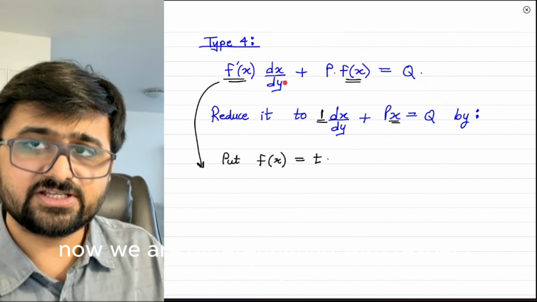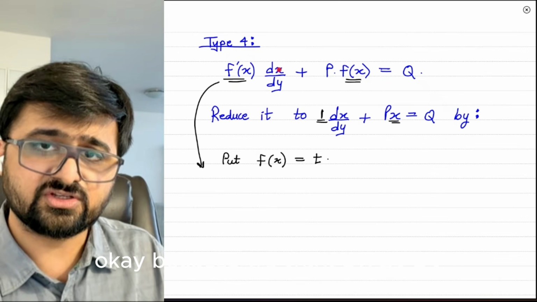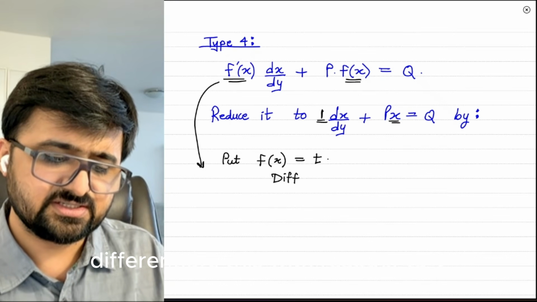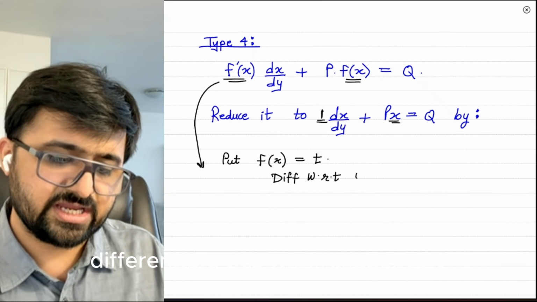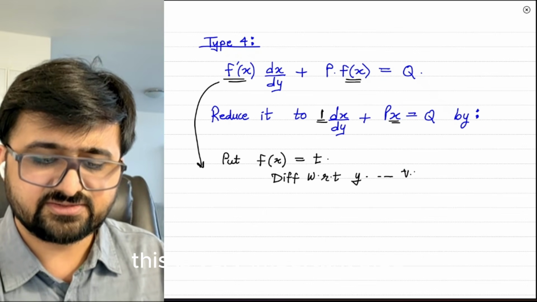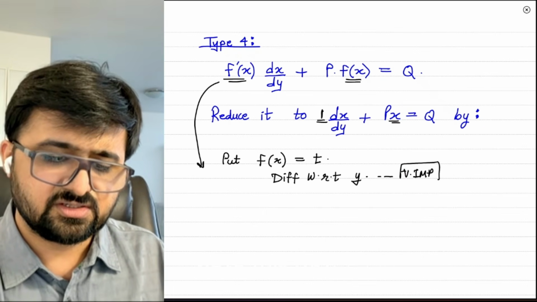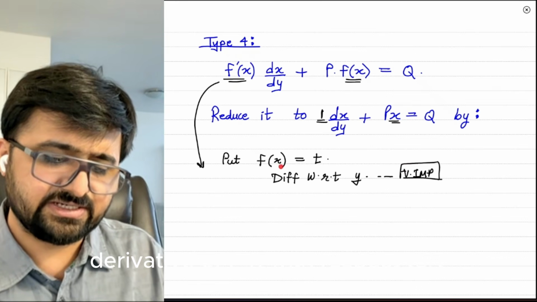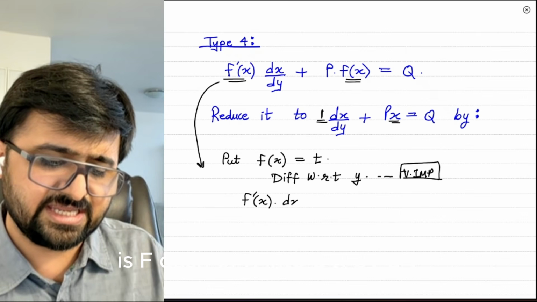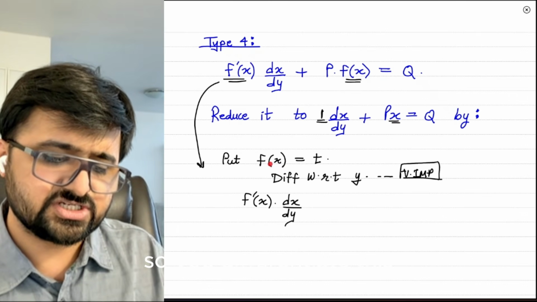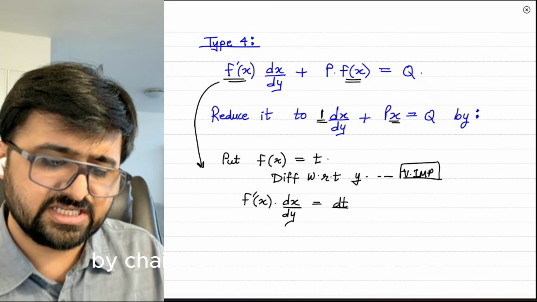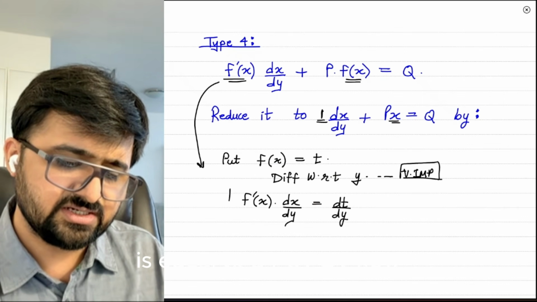Remember that now we are differentiating with respect to y, because we want dx/dy. So we differentiate this with respect to y. This is a very important step, I have seen students make mistakes here. Note this. Now if you differentiate this with respect to y, the derivative of f(x) with respect to y is f'(x) times dx/dy, by the chain rule, and that is equal to dt/dy.